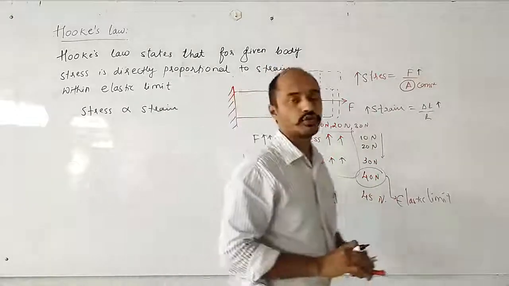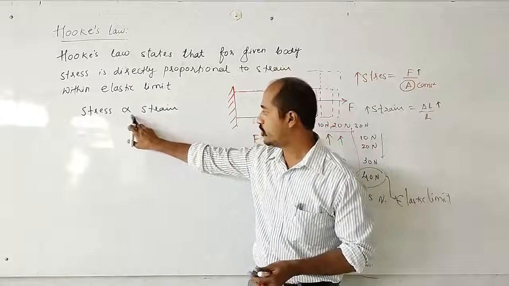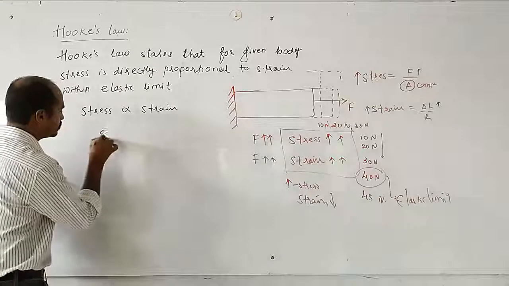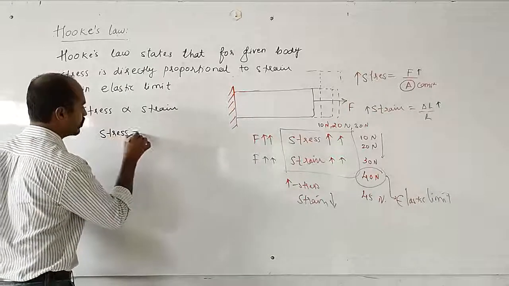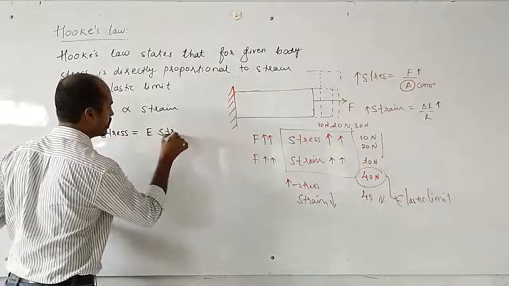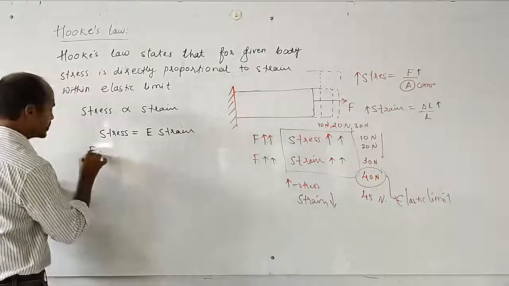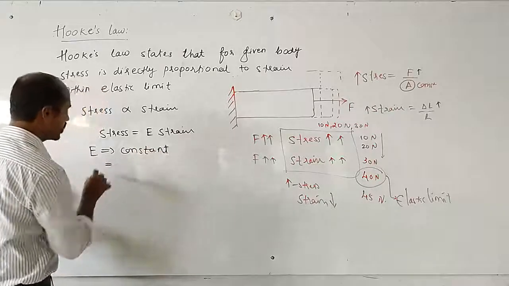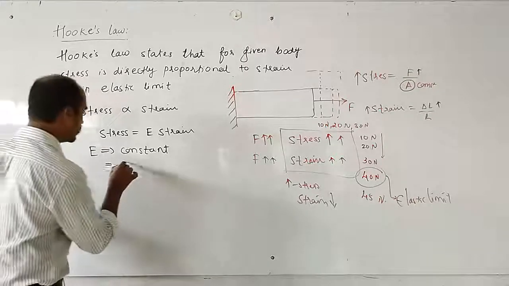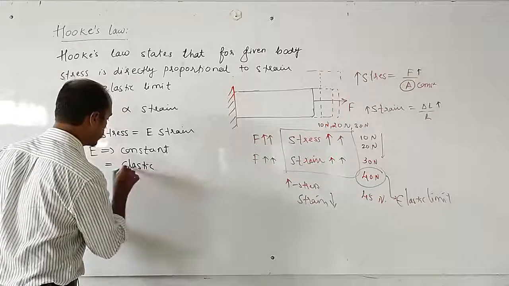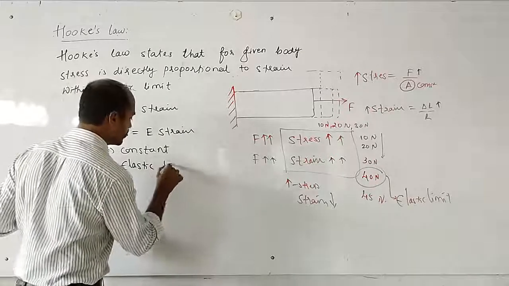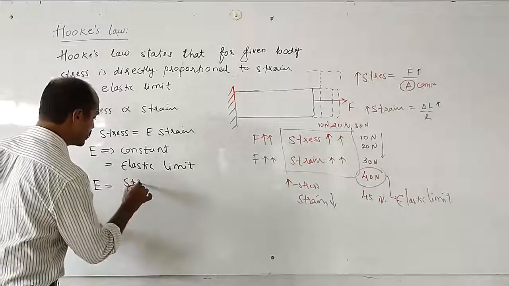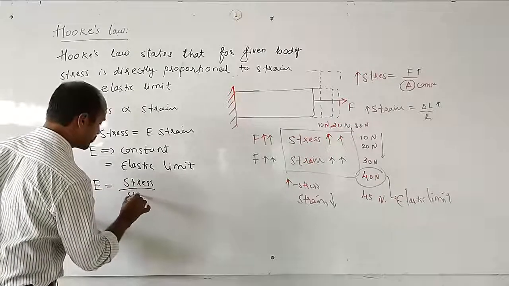If I want to remove that proportionality symbol, then I should keep one constant. So I write stress is equal to E times strain. So what is this E? This E is a constant, called the proportionality limit or the elastic limit. Right? So E can be defined as stress divided by strain.